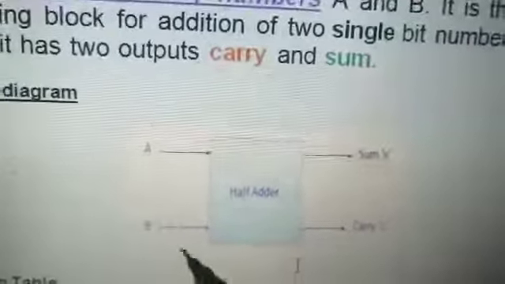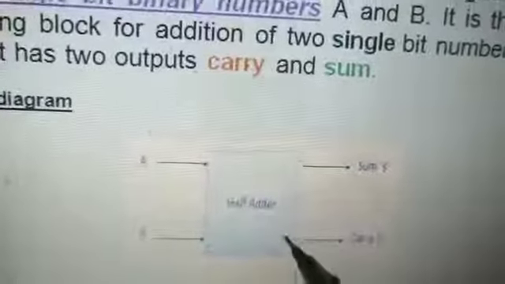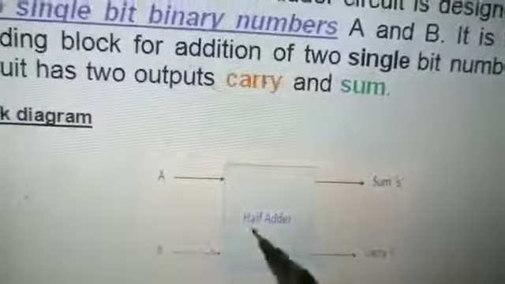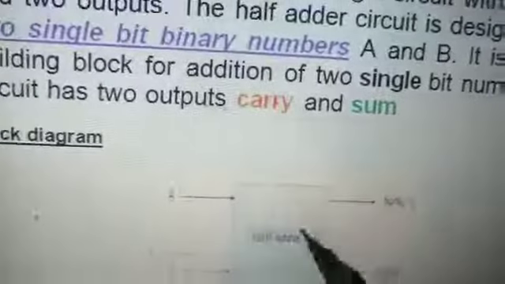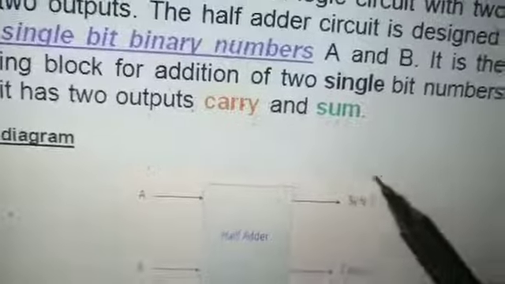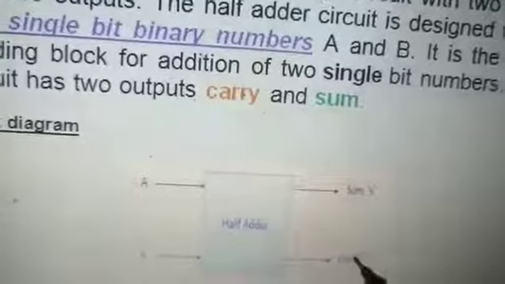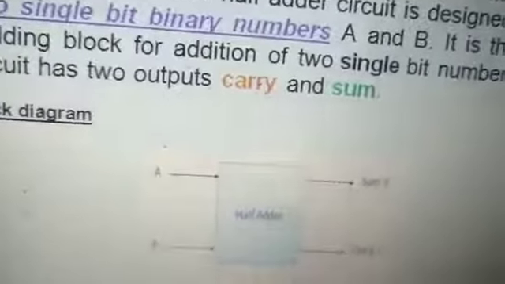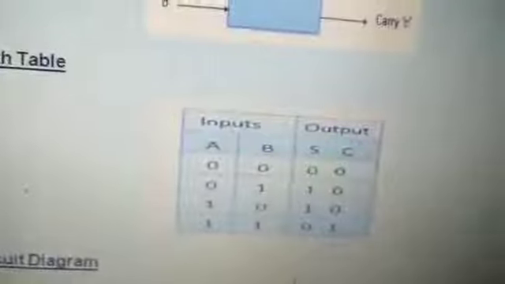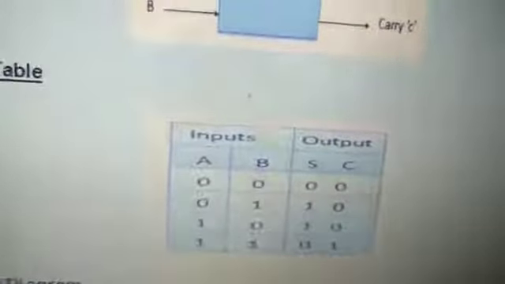You are passing the input A and a single input B to the half adder. So what are we getting? We are getting sum as one output and carry as another output. Now I will explain this phenomenon with the help of a truth table.